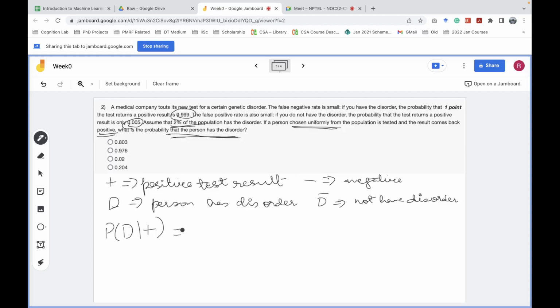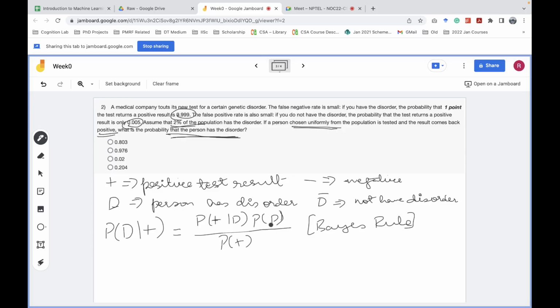Now conditional probabilities of this form can be expressed using Bayes rule. Does anyone want to tell me what the Bayes rule for this sort of expression would be? It would be P of plus given D into probability of D, divided by probability of plus, right? So this is according to Bayes rule.